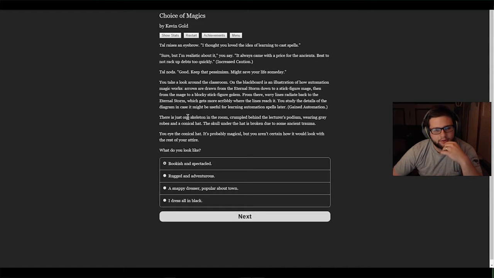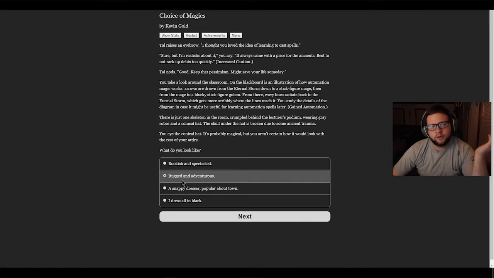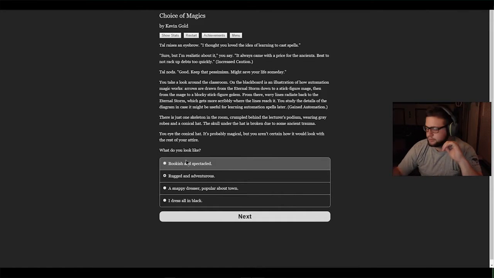What do you look like? Bookish and spectacled, rugged and adventurous, a snappy dresser, popular about town. I dress all in black. I'd like to look rugged and adventurous, to be honest with you. I mean, who wouldn't? I feel like maybe that's too mainstream an answer. What do you guys think?